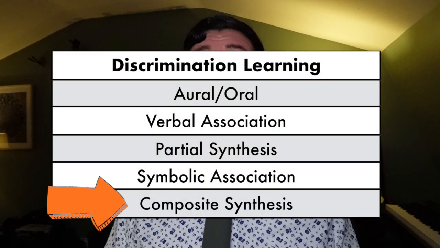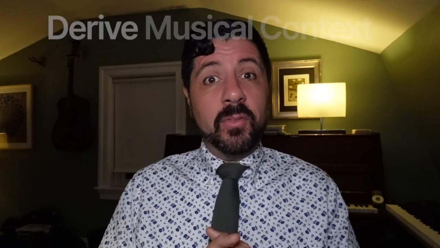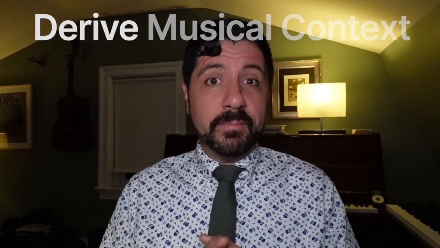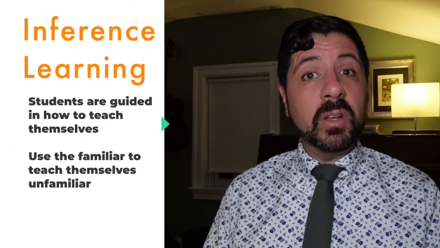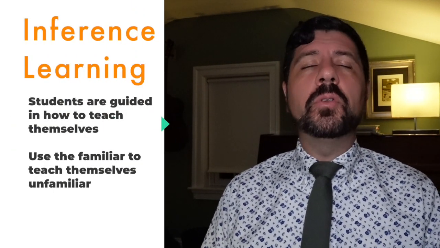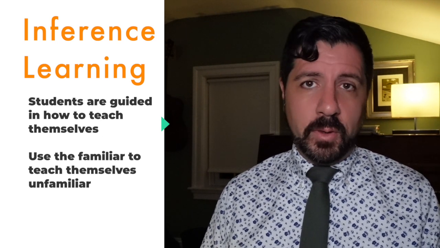Then at the composite synthesis level, they're going to take those words that they learned and learn to chain them together with other words. In addition to that, they're going to be able to derive musical context from what they read. Now, a reminder, at the inference level, students are guided in how to teach themselves. Students learn to infer the unfamiliar on the basis of the familiar.